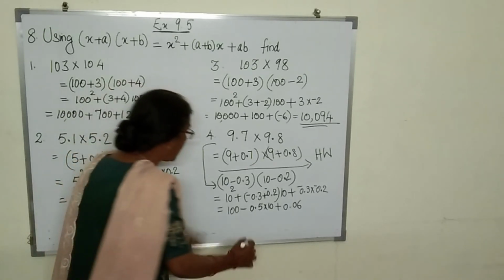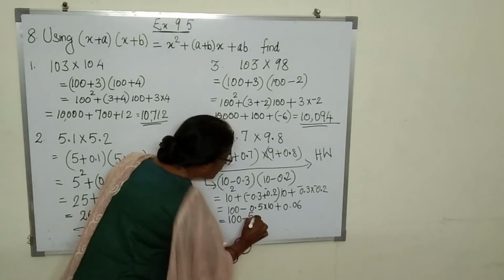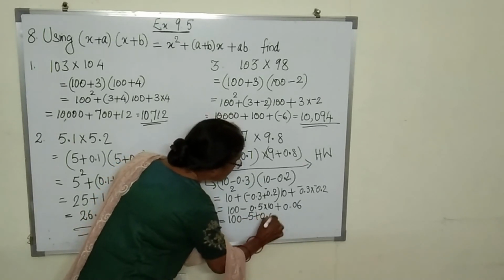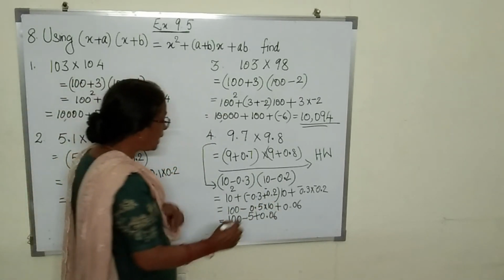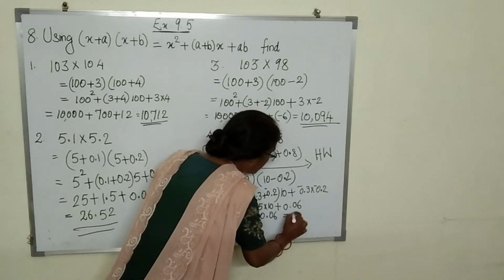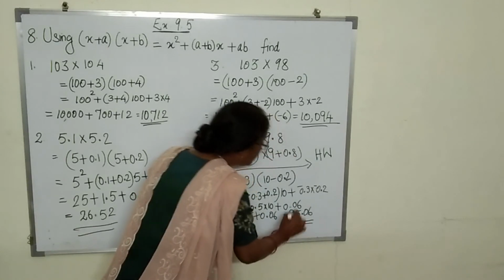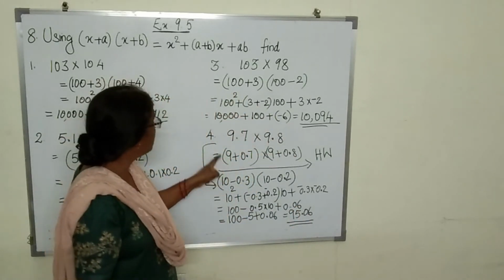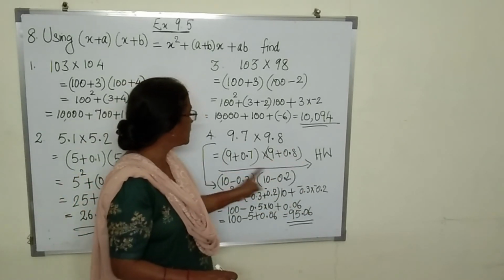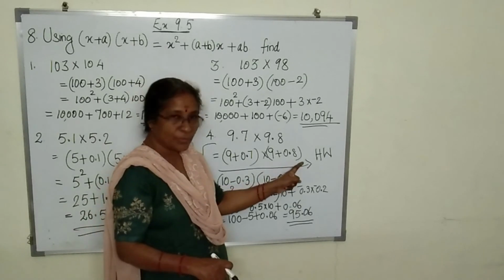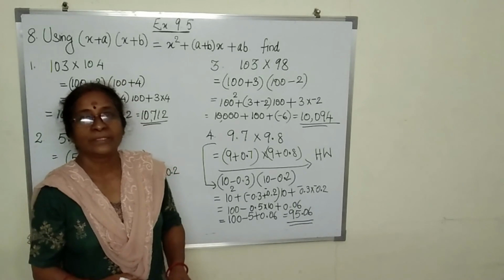So 100 minus 5 plus 0.06. What is 100 minus 5? 95. So 95.06. Now what you have to do is, this way also you can do the same sum using this method. Try to do using this method and find out whether you are getting the same answer or not.